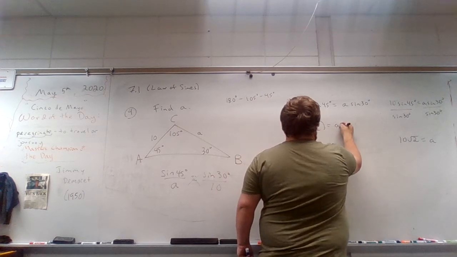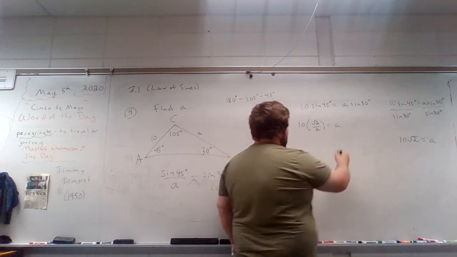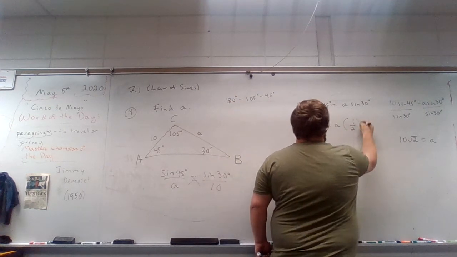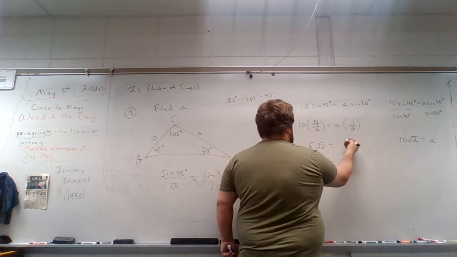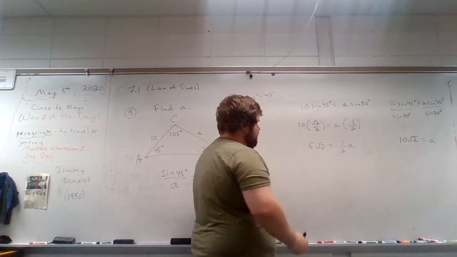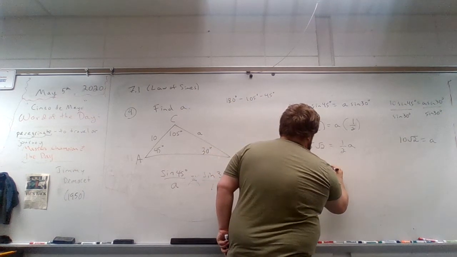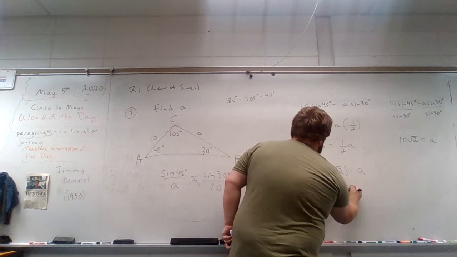What is the sine of 30 degrees? That's 1/2, right? So I really have 5 root 2 is equal to 1/2 A. If I multiply by 2, 2 times 5 root 2 is equal to A. So A is 10 root 2.